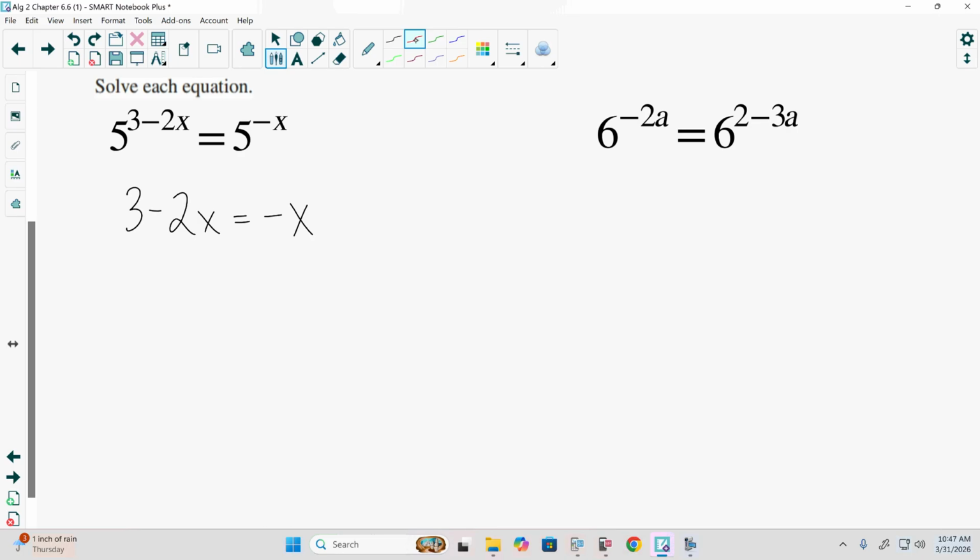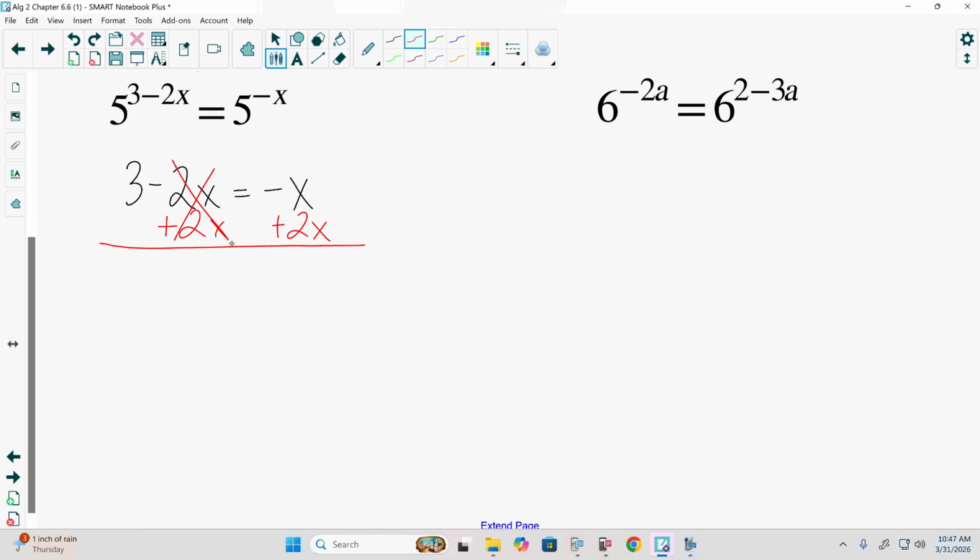All right, guys. So the first thing we need to do is add 2x to both sides, because negative 2x plus 2x is 0, leaving us with 3 on the left-hand side. Negative 2x plus x, negative 2 plus 1, is negative 1x, so negative x on the right. Then x is by itself, so it tells us x is equal to 3. Questions on the first one? Questions on anything we've done so far?